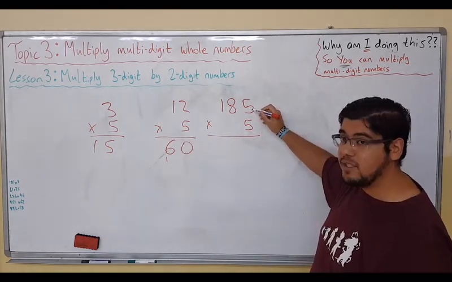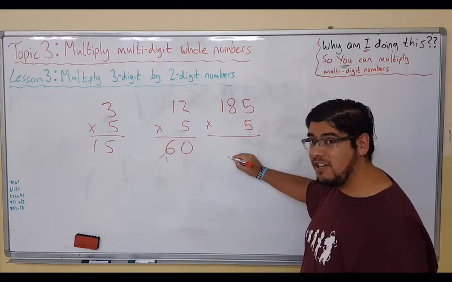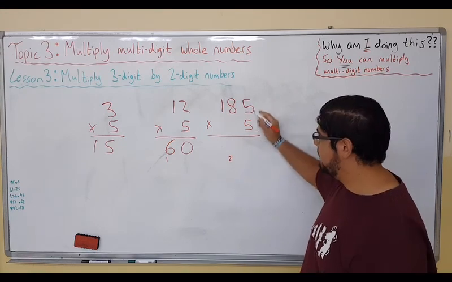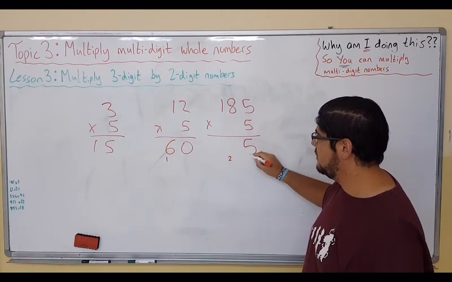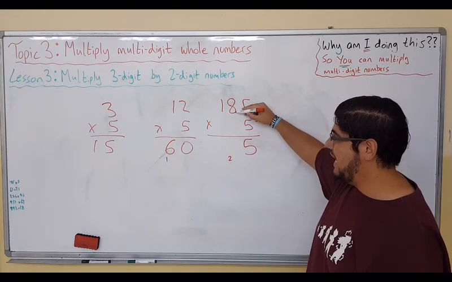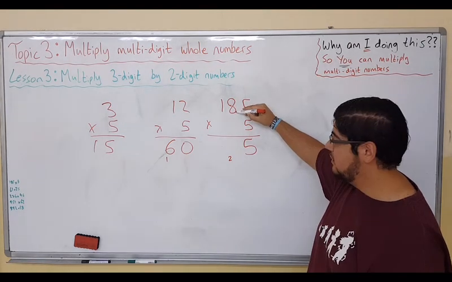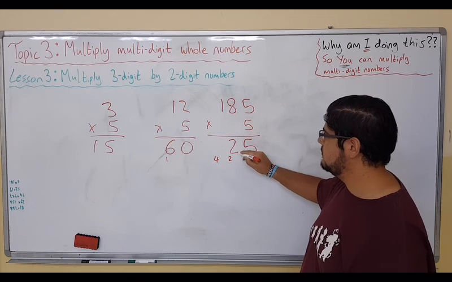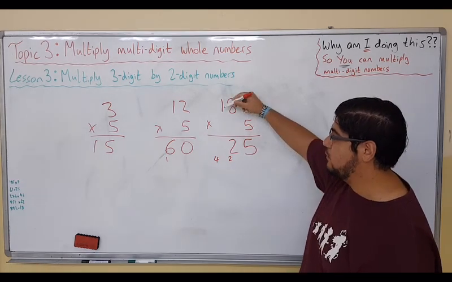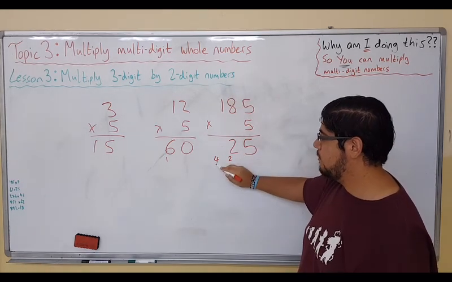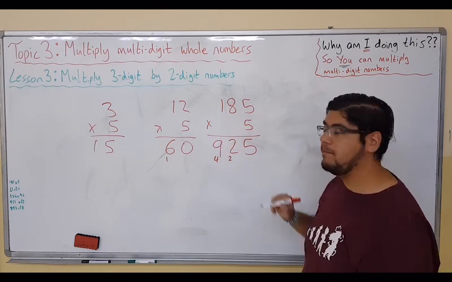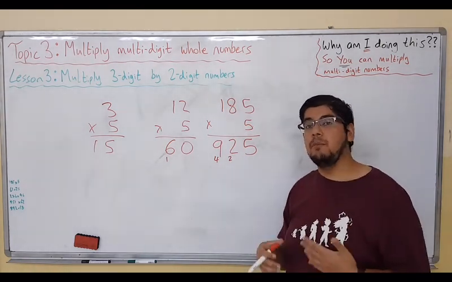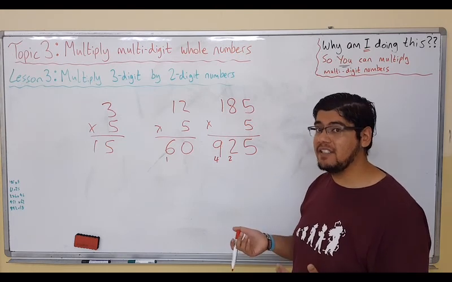5 times 5 is 25. So you carry the 2 into the next place, and you write the 5 there, large. 5 times 8 is 40, plus the 2, 42. And then finally the 5 times 1 is 5, plus the 4, 9. Okay? So these you should already be familiar with. Okay, you should recognize it.